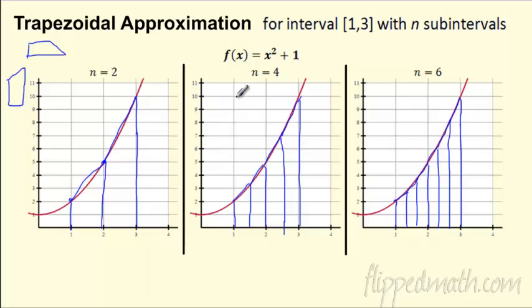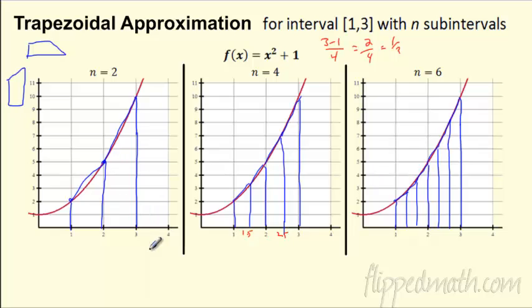So let's just do one for n equals 4, because you're going to have to do this by hand. If I'm going to break this into 4 rectangles, it's still the same thing. You still got to find your b minus a divided by n. So 3 minus 1 over 4. So each interval is a half wide. And you can tell here that's 1, that's 1.5, that's 2, that's 2.5.